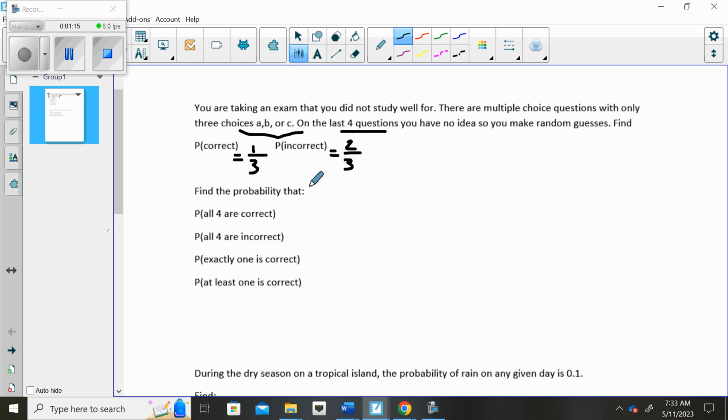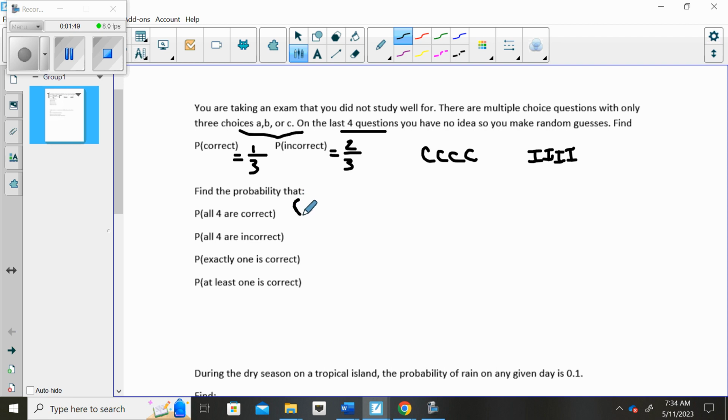2/3. Okay, so if you want to find the probability that all 4 are correct, so we've got to do correct, correct, correct, correct. So this is correct and correct and correct and correct. When you hear the word and, that should tell you multiply. So for each correct, the probability is 1/3. Okay, meaning that I'm going to multiply 1/3 times 1/3 times 1/3 times 1/3.